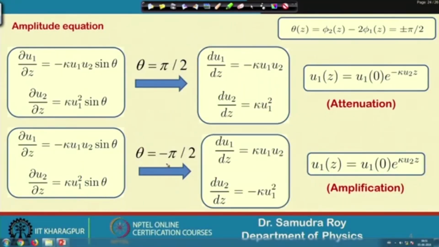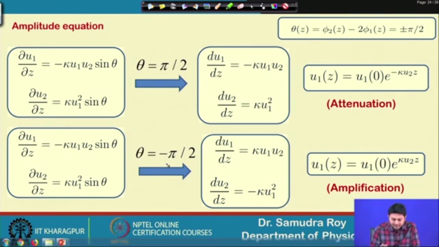If I put this into this equation and this equation, if I look carefully, when I put theta equal to minus pi by 2, sin pi by 2 gives kappa u1 u2. So, kappa u1 u2 will be there, and sin pi by 2 with the negative sign becomes negative.